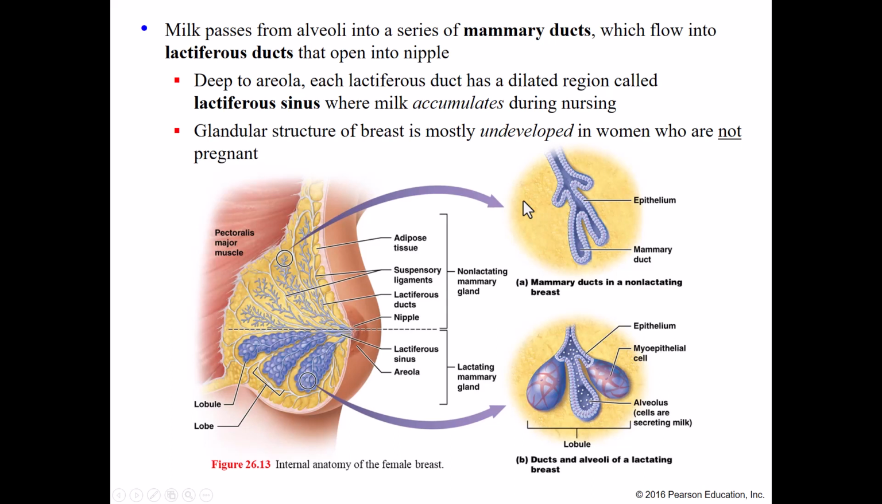So once the milk is made in the alveoli, it then travels to the mammary ducts, which flow into the lactiferous ducts, and then it accumulates in our lactiferous sinuses, where once the infant starts to suckle, it is released through the openings in the nipple.